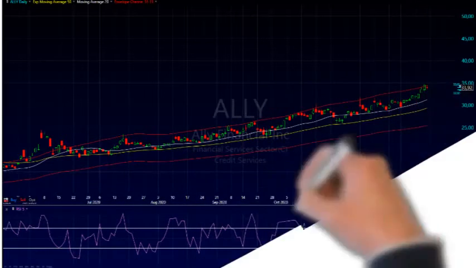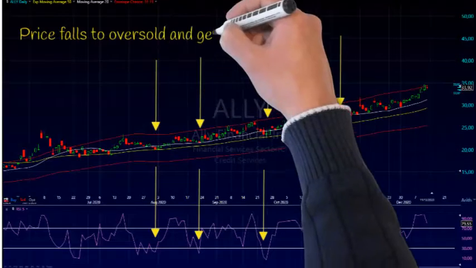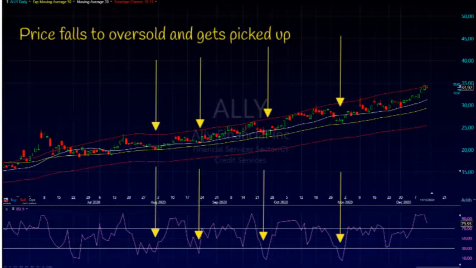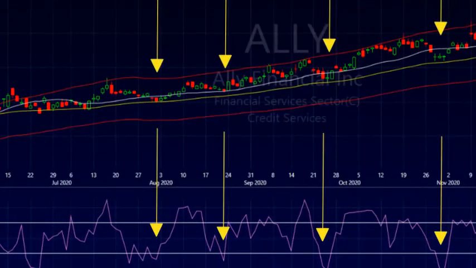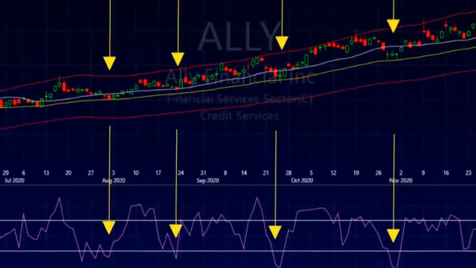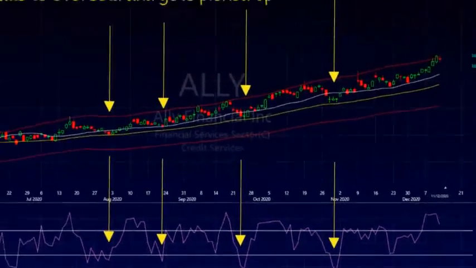Okay, so that's great, but how do we use oscillators, in this case the RSI? Well, every time that the price falls to between the two moving averages in the main price chart, and the oscillator, again the RSI in this case, but you can use any oscillator, falls to oversold, that's going to be an interesting point for us to begin our trades, to open our trades. If you can see on this chart, every time the price falls to that area between the two moving averages, as well as to the oversold area, it gets picked up and it goes right back up.